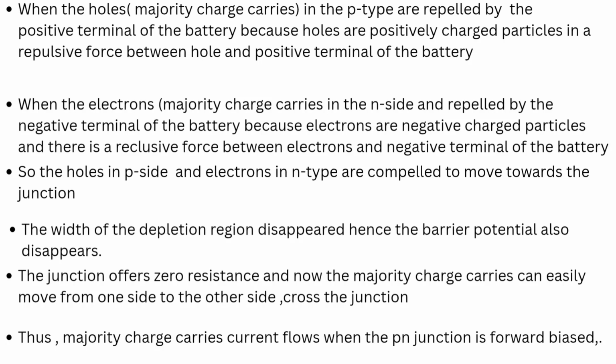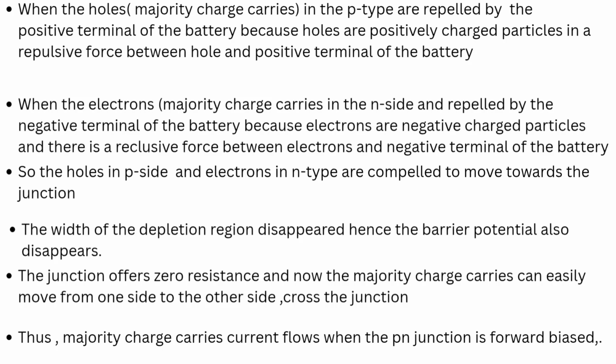That's why the width of the depletion region will disappear. Why? Because all the electrons and holes are coming towards the junction. That's why this barrier potential will decrease. So in the last video I told you this barrier potential acts as an insulator. Here by applying this forward bias, the barrier potential will disappear. So by the disappearance of this barrier potential, current flow will occur. So the flow of current will happen in the forward bias.